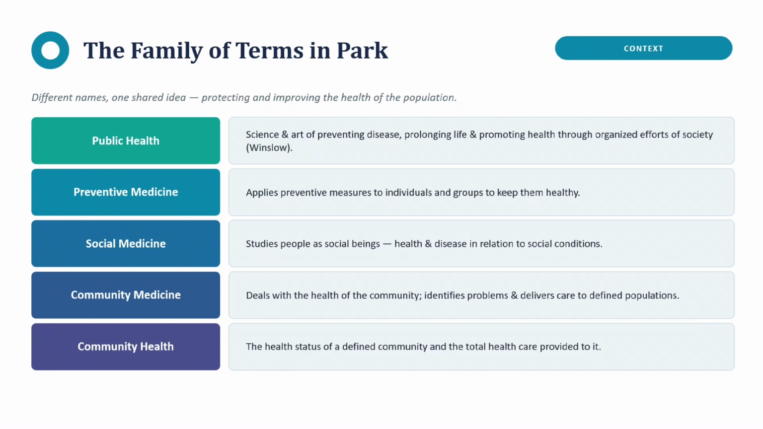Preventive medicine applies preventive measures to individuals and groups to keep them healthy. So it can operate at the individual level too. Social medicine, if you look in the slide, we have given you very clearly what it means.